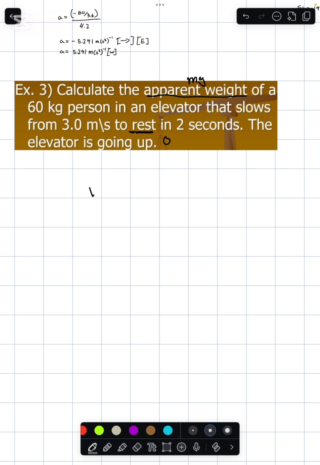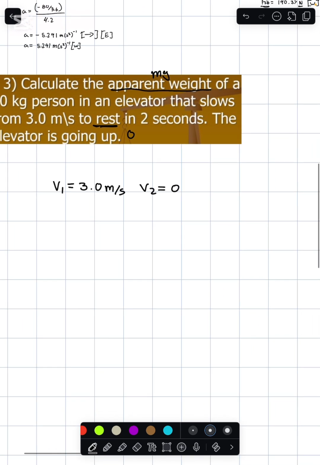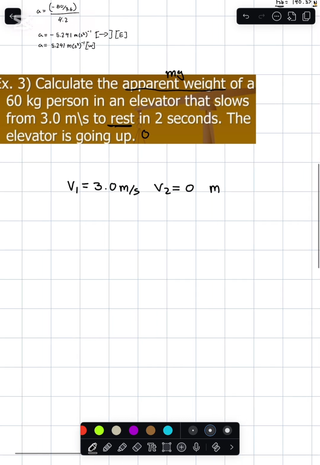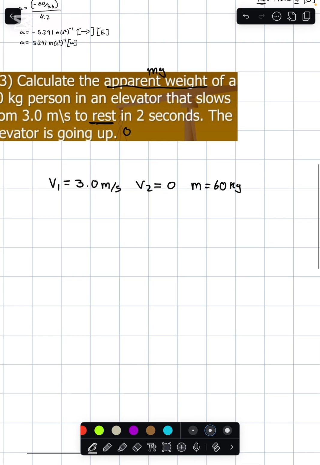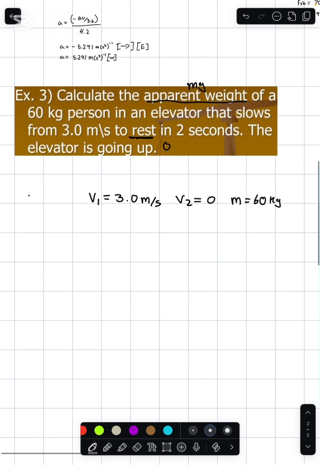So our V1 is going to be equal to 3.0 meters per second. You don't have to write the 0, I just write it because I think I'm smart. V2 is going to be equal to 0. So we already have our mass as well. Mass is going to be equal to 60 kg. And we have our time as 2 seconds. I'll write my time over here to have space. Is equal to 2 seconds.